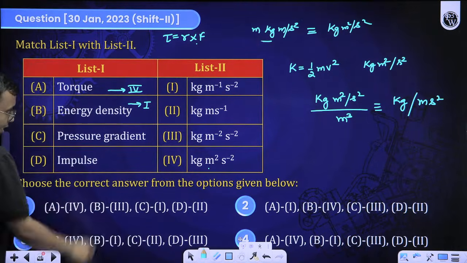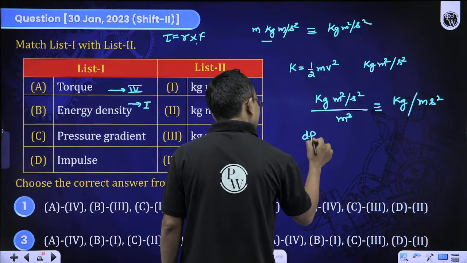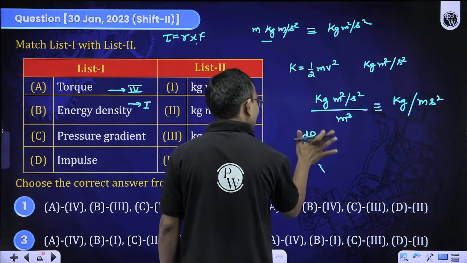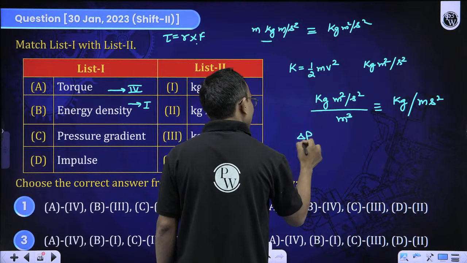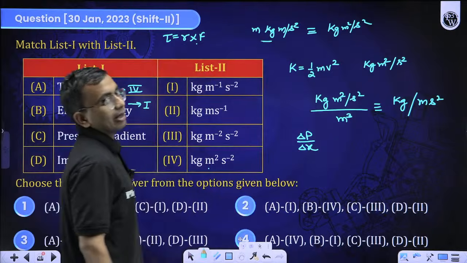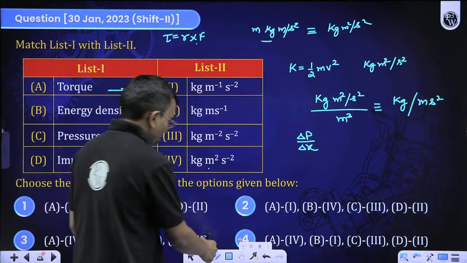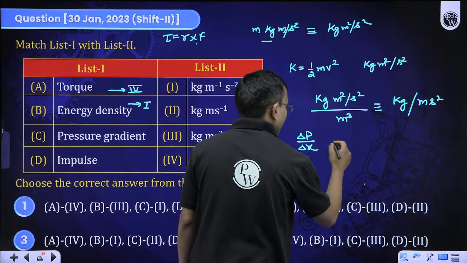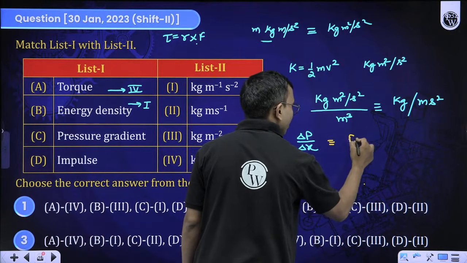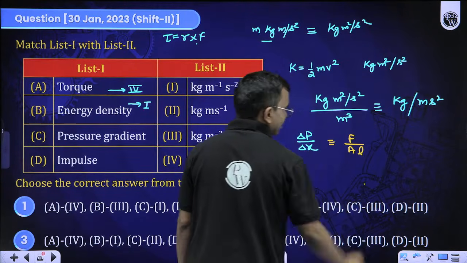Now pressure gradient is dp by dx, or you can write that as delta p by delta x, meaning change in pressure divided by the change in distance. That is the meaning of pressure gradient. Now how do we write it for the pressure? Pressure is force by area, and this is just length. You can write that as L.